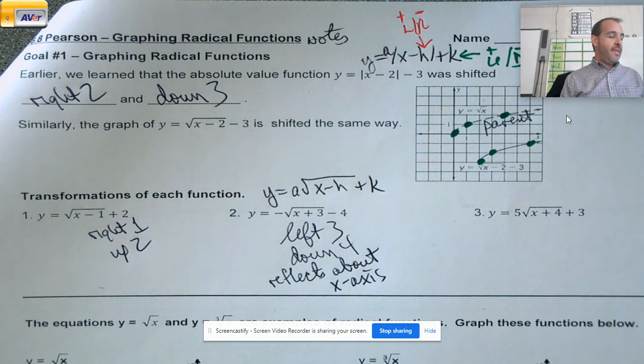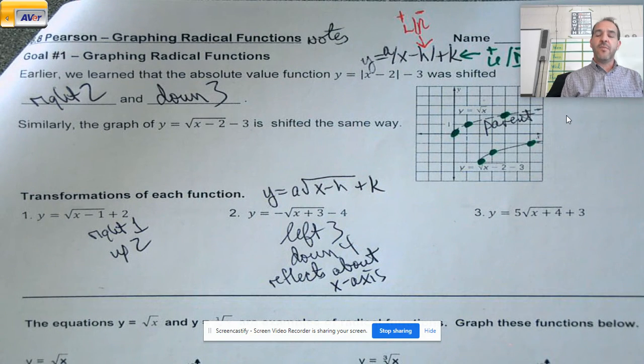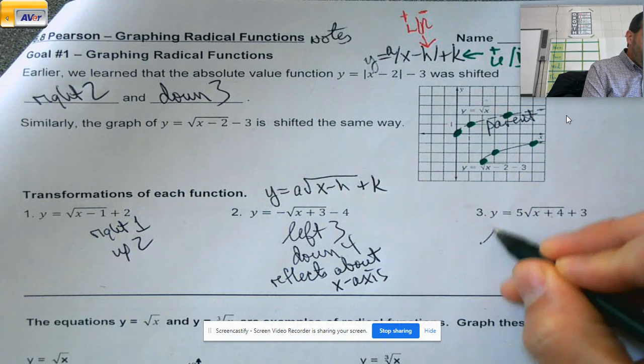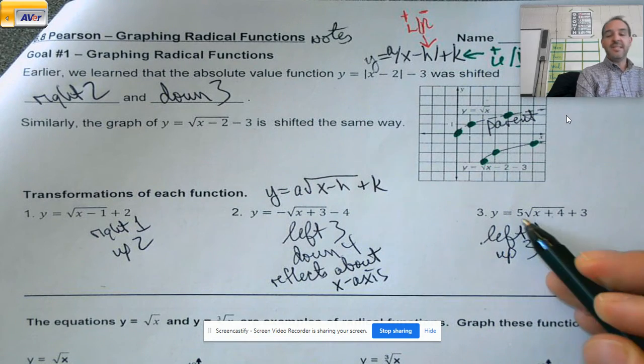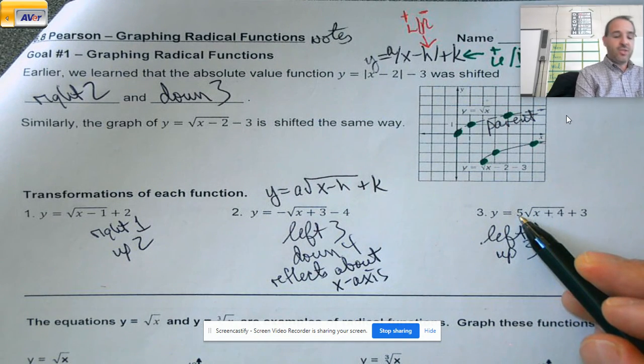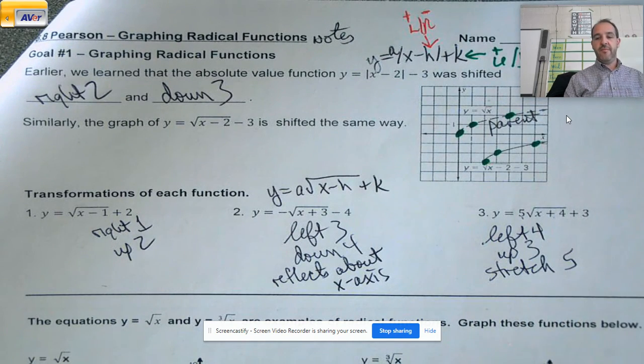Okay? And then now, number 3, I would actually ask you for a moment to pause me. And I want you to try to write the 3 transformations down on your own. Hopefully at this point you paused me. So we've got the opposite of what I would think there. So we got left 4, we got up 3. Now this time it's not reflecting, it's not negative, it's just stretching by 5. In that case, it's actually getting skinnier. Because with these, it's the same thing. It's going to get skinnier.